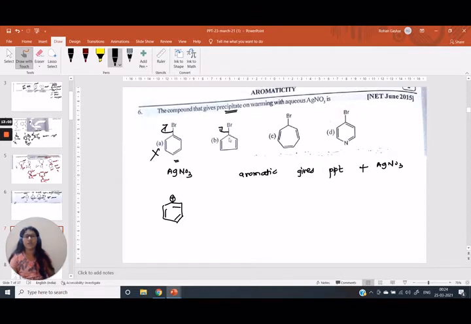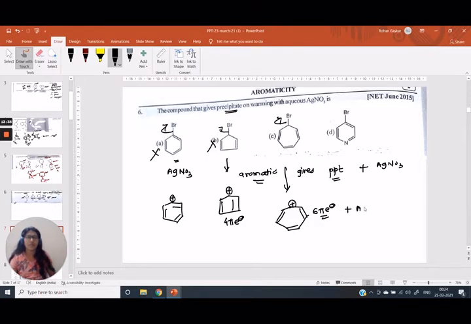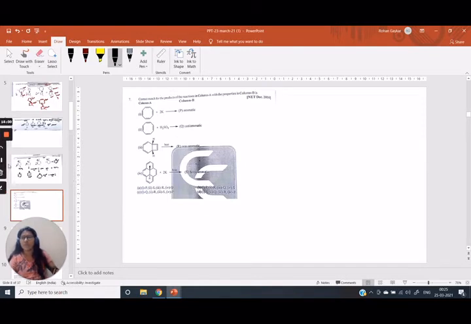Therefore, A is wrong. Here, when it reacts with AgNO3, it gives this compound. Here, 4 pi electrons. Therefore, the system is anti-aromatic. And if the system is aromatic, then it gives the precipitate with AgNO3. Therefore, B is wrong. Here, we get a positive charge, total 6 pi electrons, and the system is cyclic, planar, conjugated. On warming, compound C gives the precipitate because the system is aromatic. Therefore, C is correct. Here, the positive charge on this sp2 hybridized carbon is not possible. Therefore, D is incorrect. Therefore, which option is correct? Option C is correct.